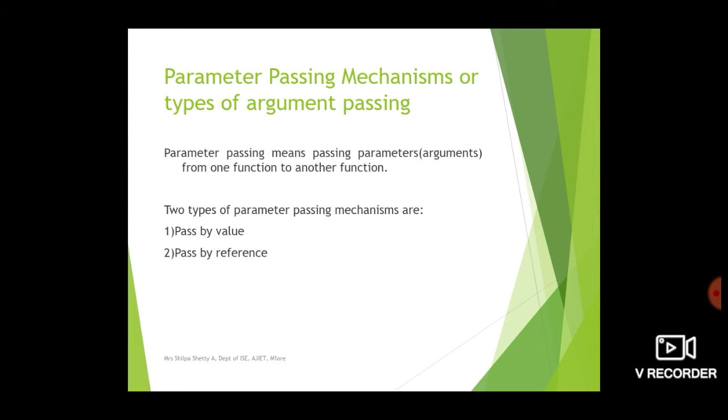When you say pass by value, a copy of the parameter will be passed. So any changes made to the parameter in the function definition will not affect the original copy. In case of pass by reference, the address of the variable is passed. So any changes you make to the parameter are visible in the function call also. So that is pass by value and pass by reference. Let us see them in more detail.